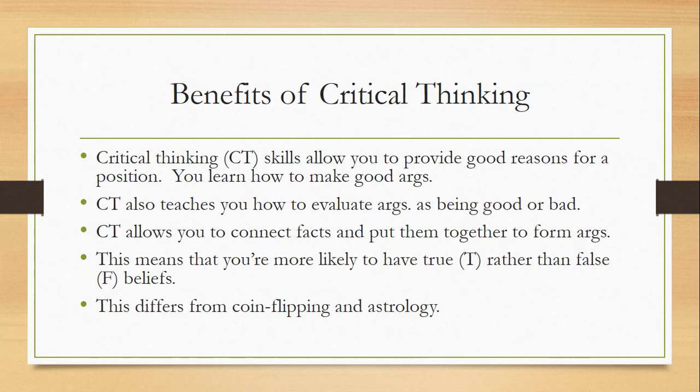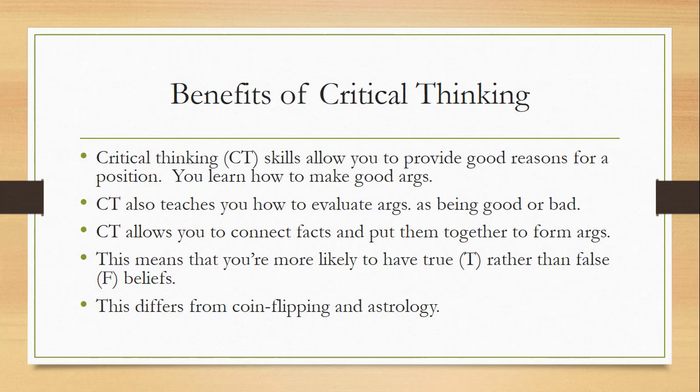And having these skills means that you're more likely to have true rather than false beliefs. So if your beliefs are justified properly, then you're more likely to have true beliefs rather than false beliefs. If you completely have the antithesis or the opposite of critical thinking skills, you're more likely to have false beliefs because you will not have the proper kind of justification for your beliefs.